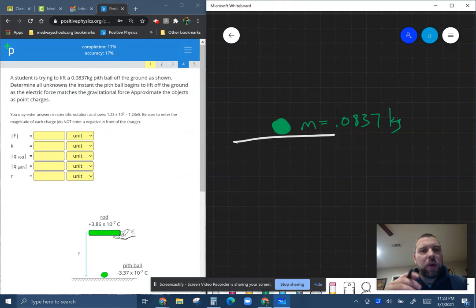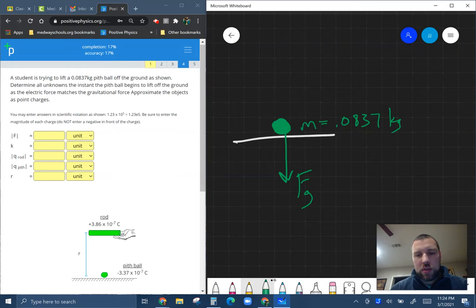The instant the pith ball begins to lift off the ground, the electric force matches the gravitational force. So we have force due to gravity pulling down, and we're saying at that moment we have the electrical force pulling up the same amount. That means those are balanced. So whatever the gravitational force would be, the electrical force is the same. What's the gravitational force? mg.